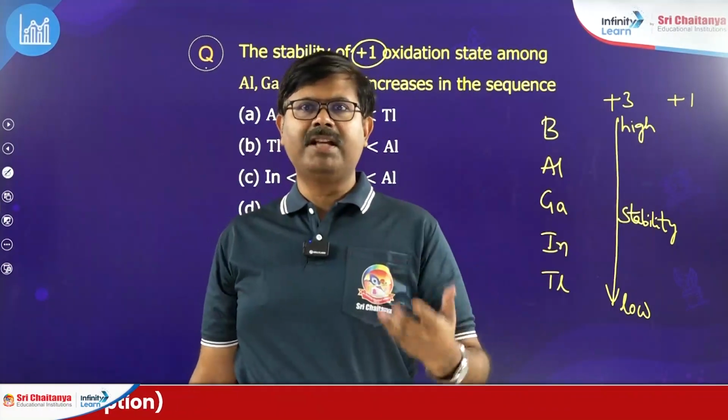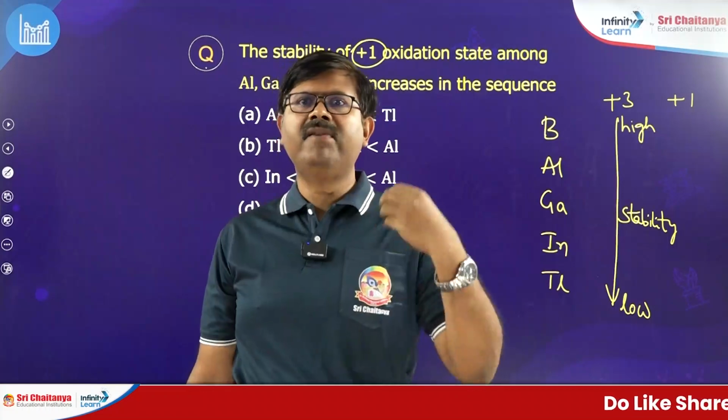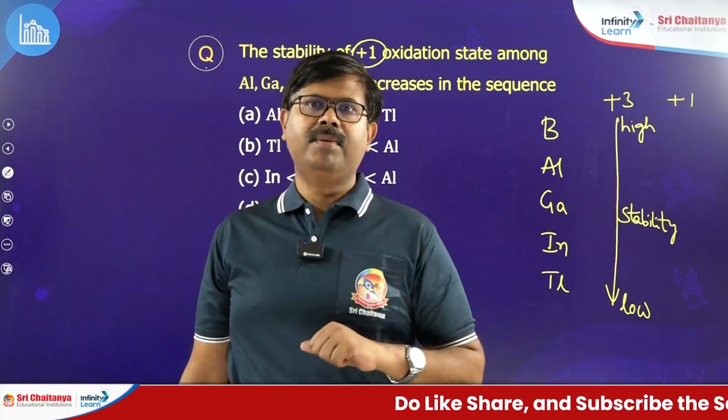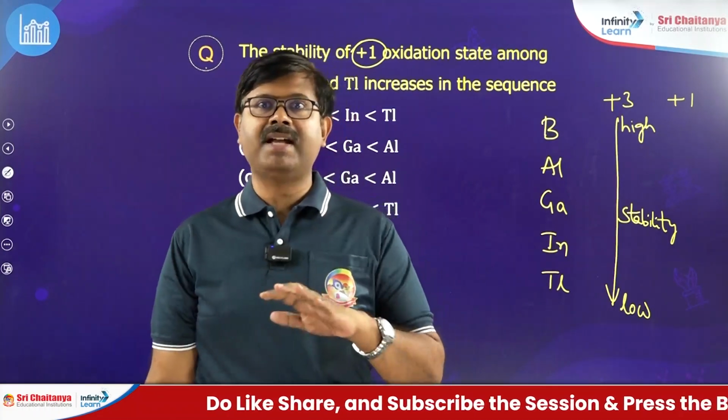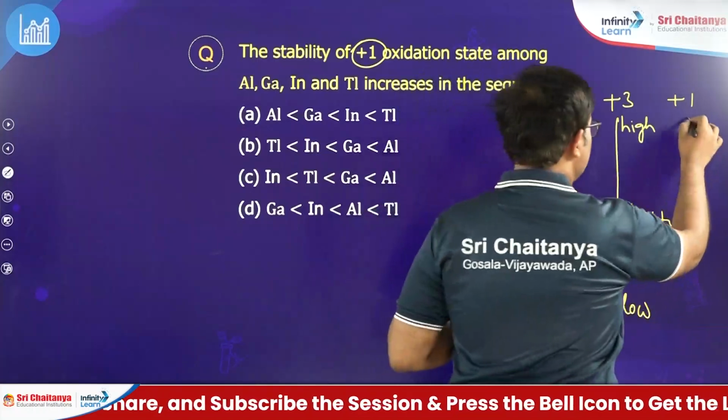But if you see the +1 oxidation state, it is reverse. Boron is least stable in the +1 state. It is so unstable that it won't even exist. Thallium mainly exists in the +1 state. It is highly stable in that state.